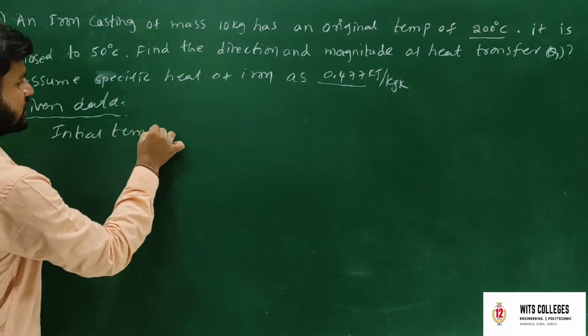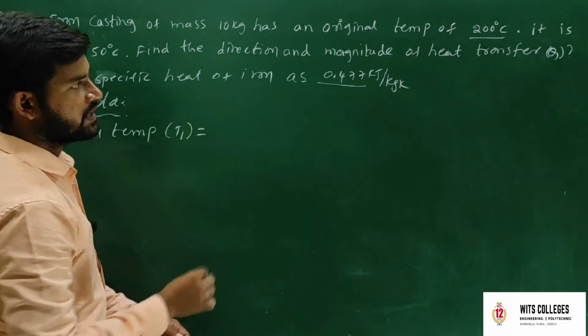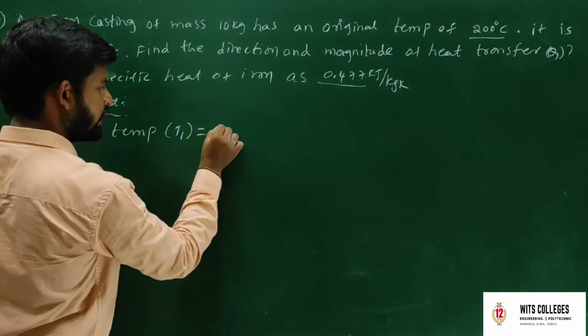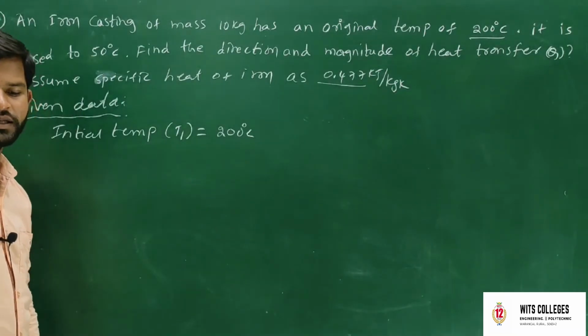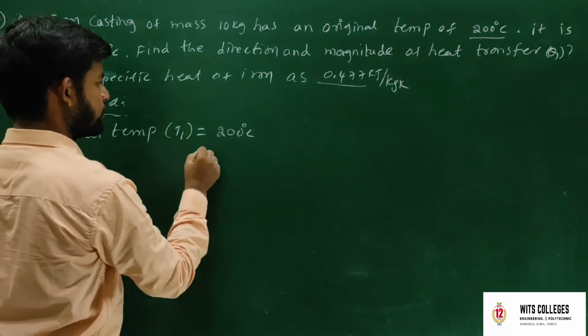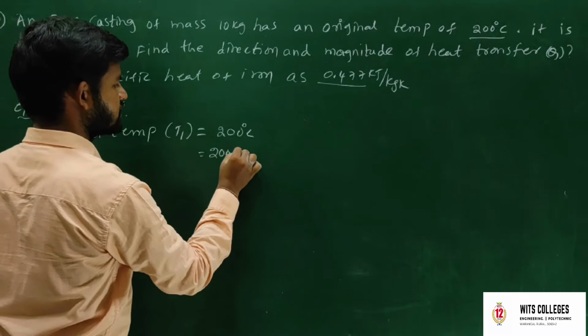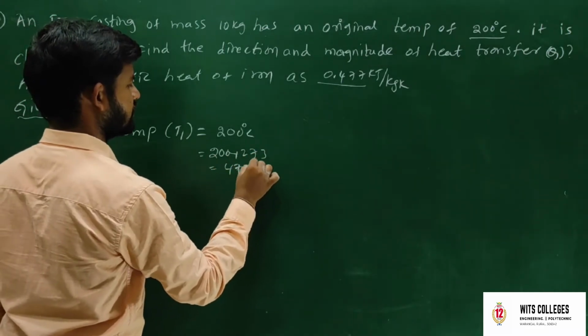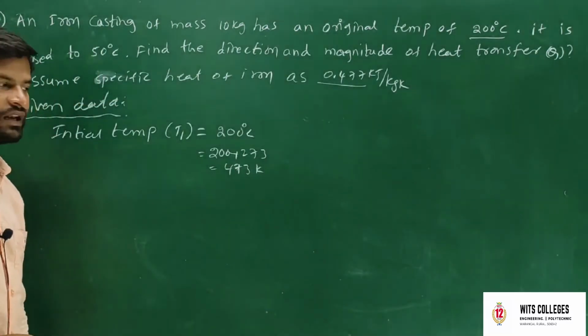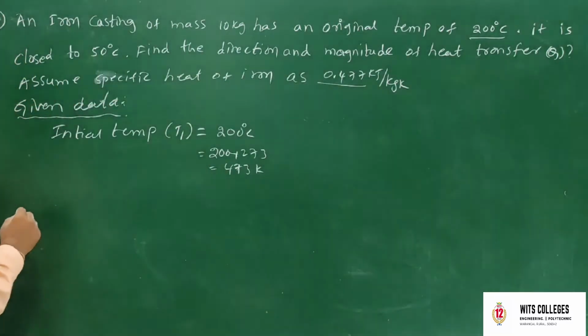The initial temperature T1 is given as 200 degrees centigrade. It will be converted into kelvins: 200 plus 273, that is 473 kelvins.